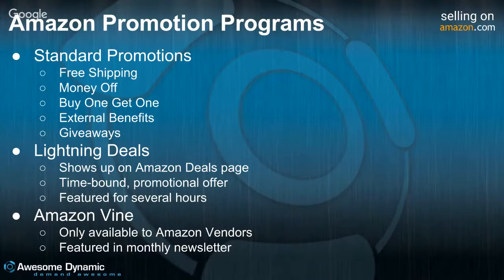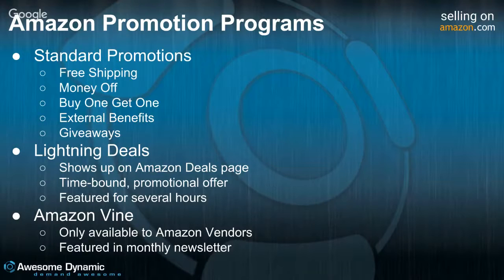And you can see all the different kinds of promotions you can do. You can do free shipping. You can do money off, either by a percentage or by a dollar amount. You can do buy one, get one free, or buy 2, get one free, anything like that. External benefits: you can say if you purchase this product, then you get something, like signing up for our exclusive newsletter. There's all sorts of different things, and then you can do giveaways too, which is just another way to generate buzz about your particular product.